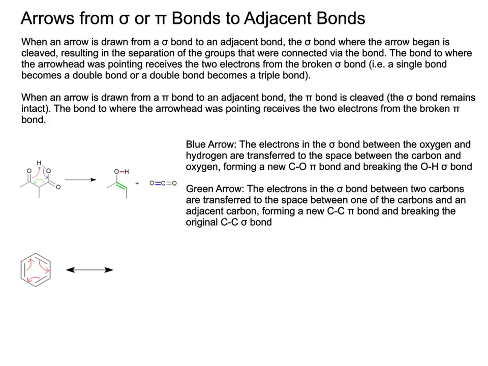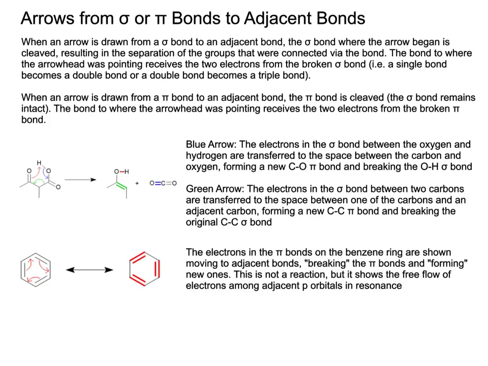For the green arrow, the electrons in the sigma bond between 2 carbons are transferred to the space between one of the carbons and an adjacent carbon, forming a new carbon-carbon pi bond and breaking the original carbon-carbon sigma bond.